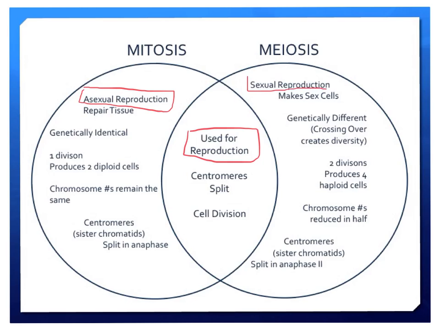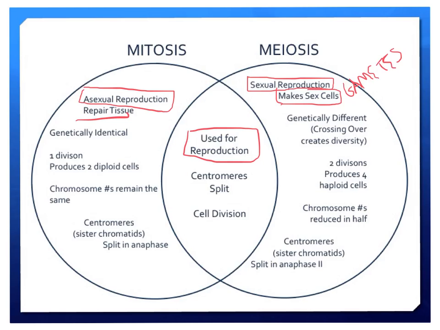Sexual reproduction is done by meiosis because you get haploid gametes that are incomplete and will need to be fertilized to make a complete cell. So this makes sex cells, which are called gametes. We know that mitosis can also be used for things like tissue repair and development and growth.